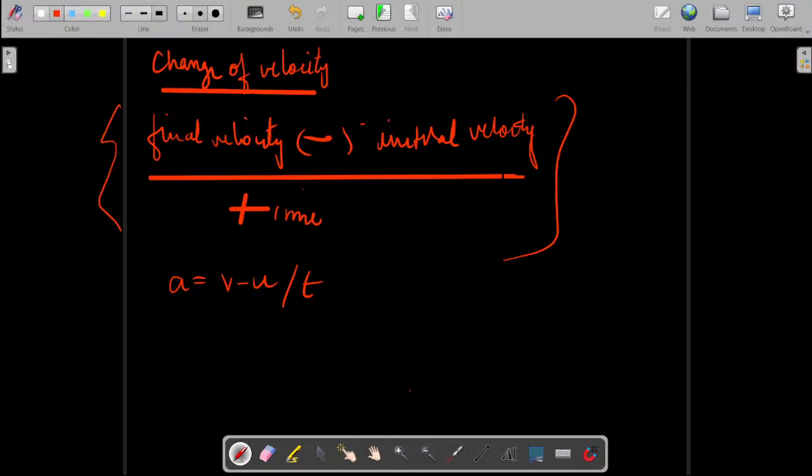SI unit of acceleration a is meter second raised to -2, or meter per second square.